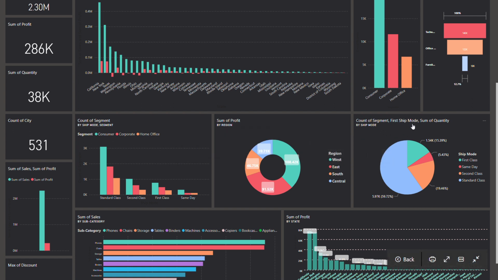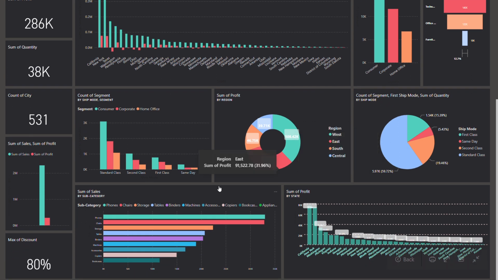Count of segment by ship mode, sum of quantity: we can say the quantity is majorly sold in standard class, and it is 22,797, which is huge compared to the other classes. Over here the sum of sales is 2,297,200. Compared to the sales, the profit is not that great, not that huge. They should work on increasing profit by focusing on cost reduction policies.